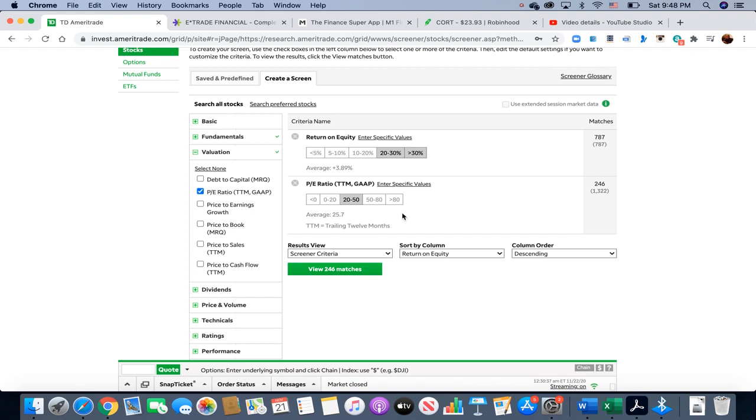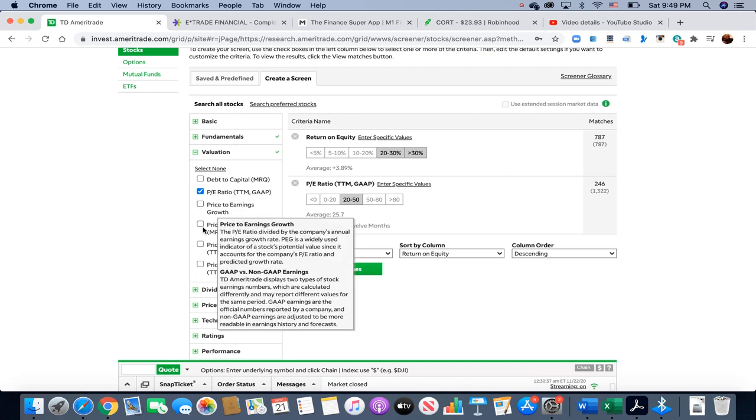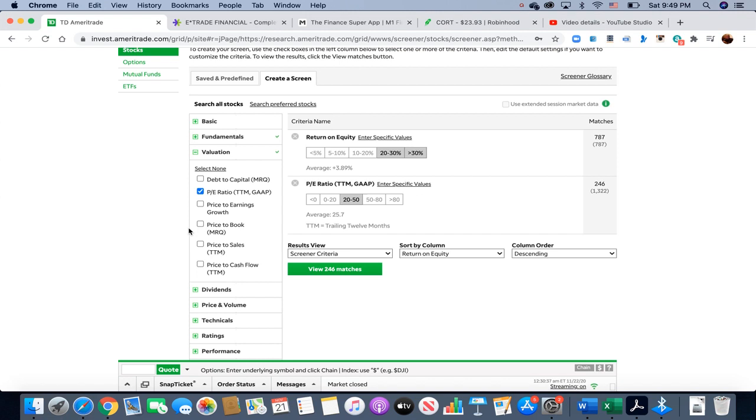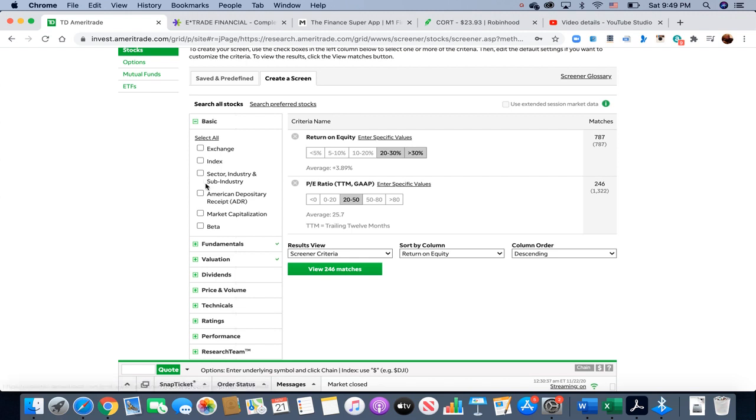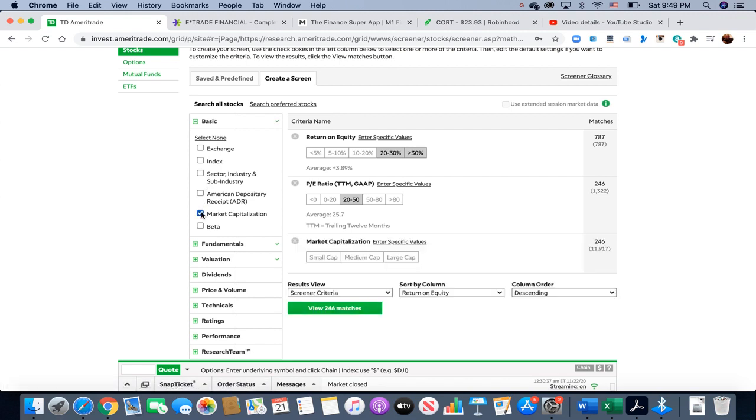Okay. And now we have 246 companies. I'm going to make that even smaller by changing the capitalization. That's right there, and you click market capitalization. And I am going to get a mid cap. So now we have 50 companies to look at.